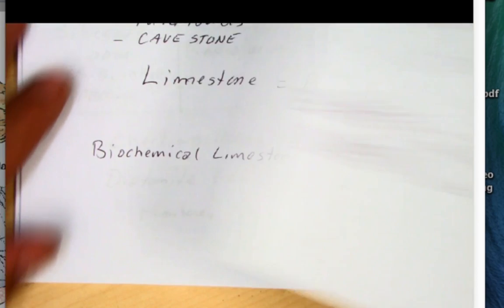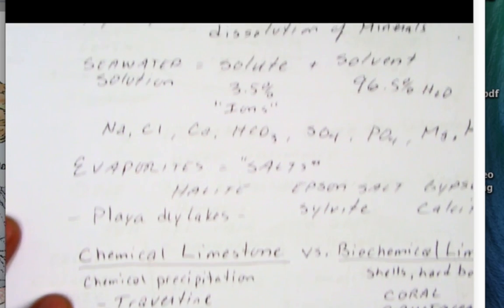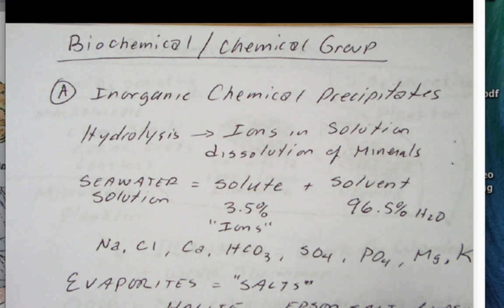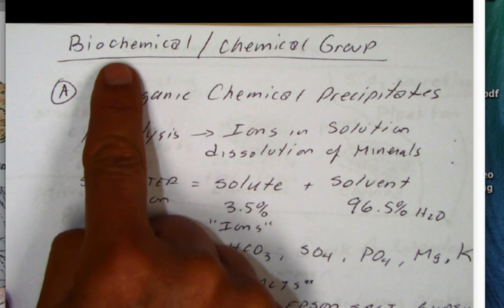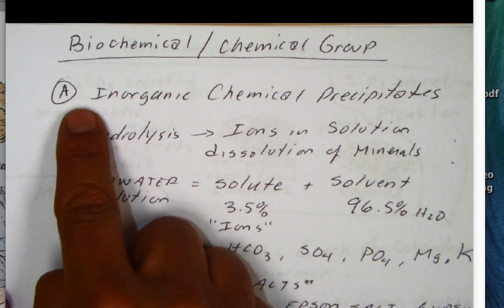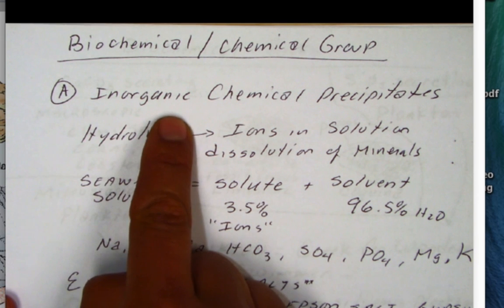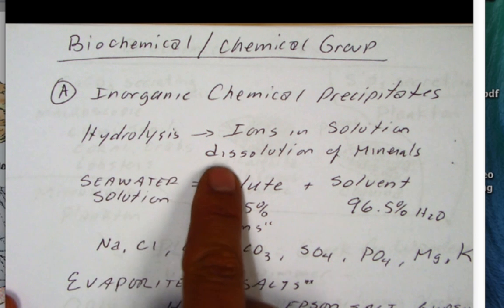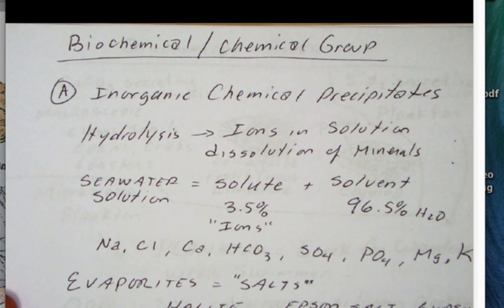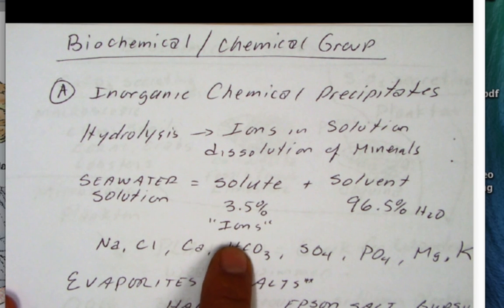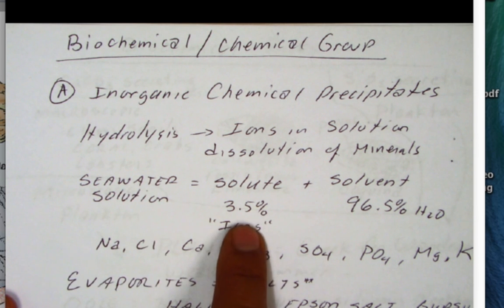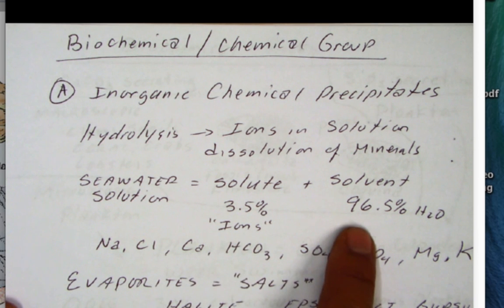Now, in fact, we'll introduce the biochemical and chemical group. In this group, there's basically two types. There's one that's going to be organic and one that's going to be inorganic. And the first one is the inorganic chemical group. Remember, in this one there's hydrolysis, which involves ions in solution dissolving the minerals. That material gets into seawater. In fact, seawater is a solution, and the solution is really a mixture of something that's dissolved, called a solute, and those are the salts, the ions, and water. Water is a solvent. It's doing the dissolving.